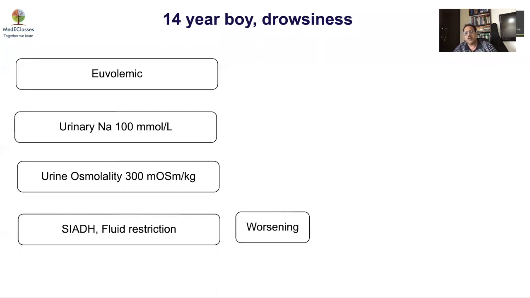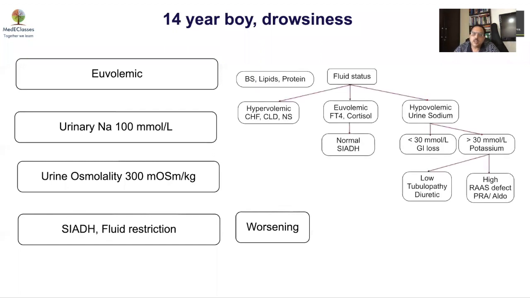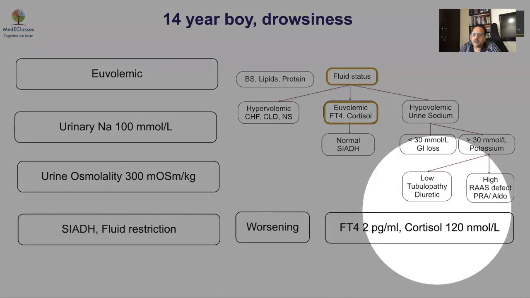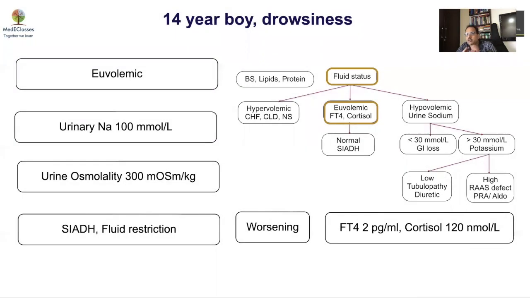this child actually worsened once the restriction was done, and further evaluation showed that this child actually had a central hypothyroidism and cortisol deficiency. So a lot of these endocrine issues need to be considered before we label any particular individual as a condition. Otherwise, there could be a significant impact with regards to clinical perspective and evaluation.